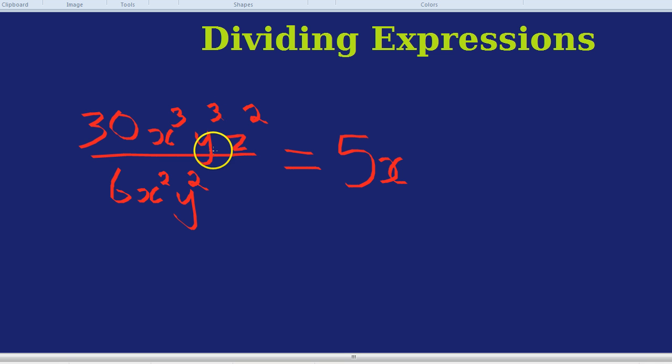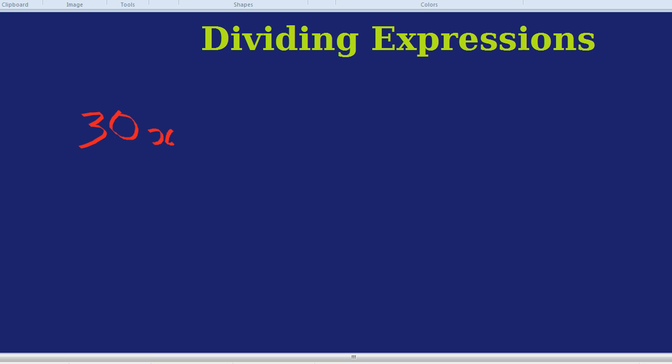y cubed divided by y squared is almost exactly the same as x cubed divided by x squared. You're going to be left with y, and then the z squared isn't divided by anything, so we have z squared. You might be wondering what happens if something completely cancels out. Let's see what happens there.